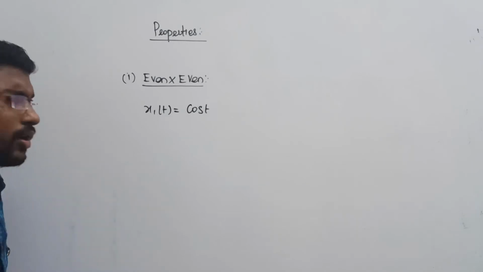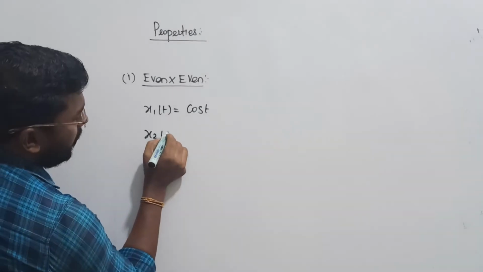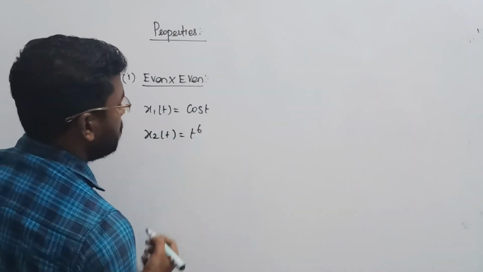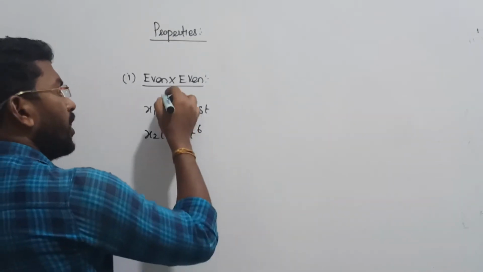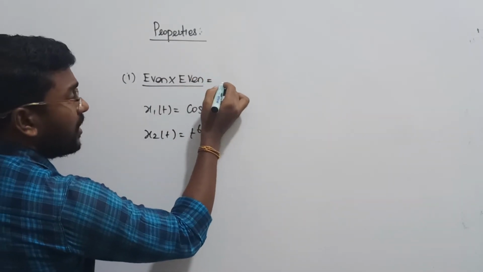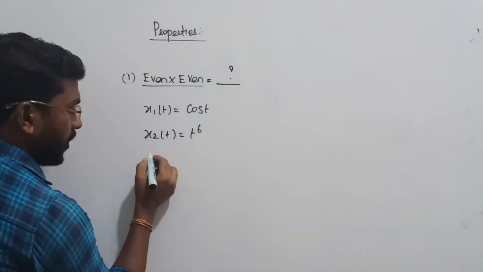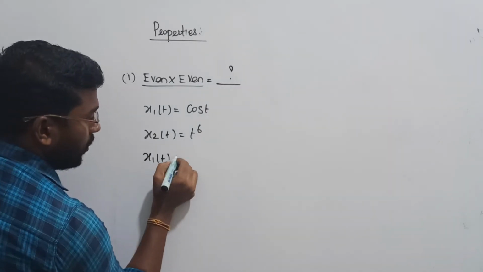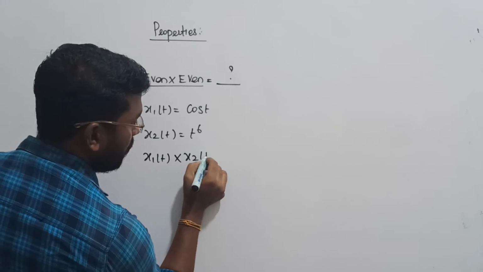That is an even signal, we all know, right? And x2 of t, let me consider some t power 6. That is also an even signal, we all know. Now we are going to multiply. When we multiply, what is the resultant? That is the question, right? So when I multiply even part 1 with even part 2, we multiply two even signals, right?